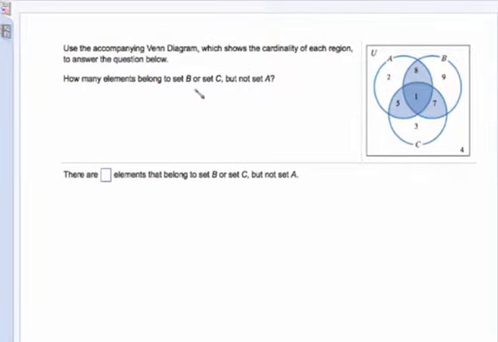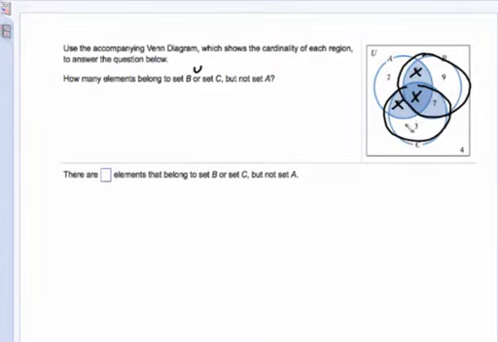We want to find out what it is for set B or C, but not set A. Or means union, so we're going to unite this and this, but not set A. If it's part of set A, we don't want to count it. This is in A, this is in A, and this is in A. So what we can add up here is 9 plus 7 plus 3 is 19.